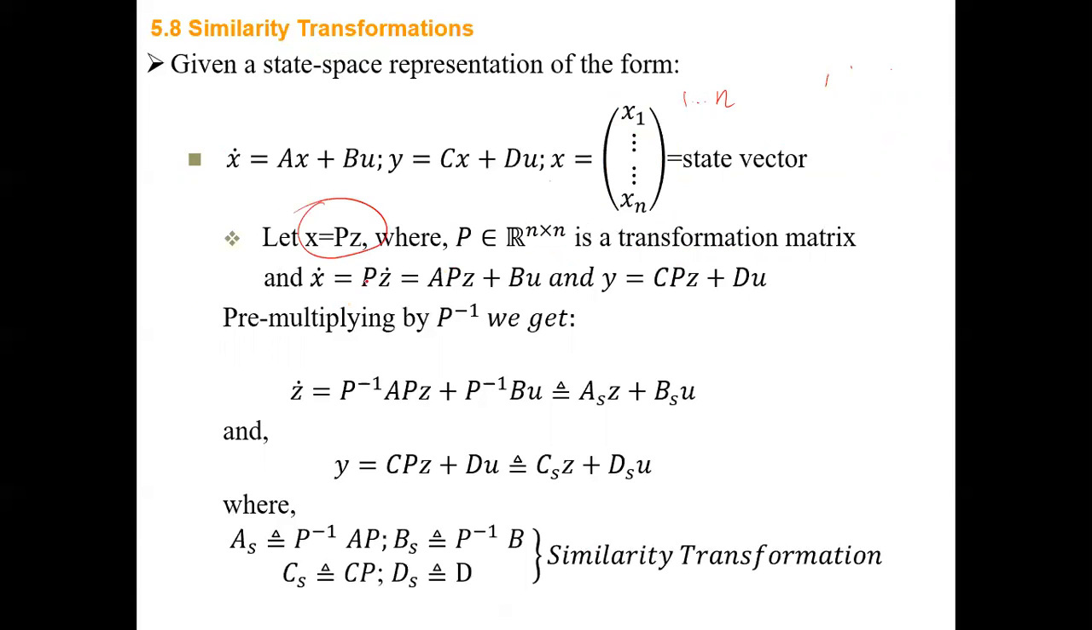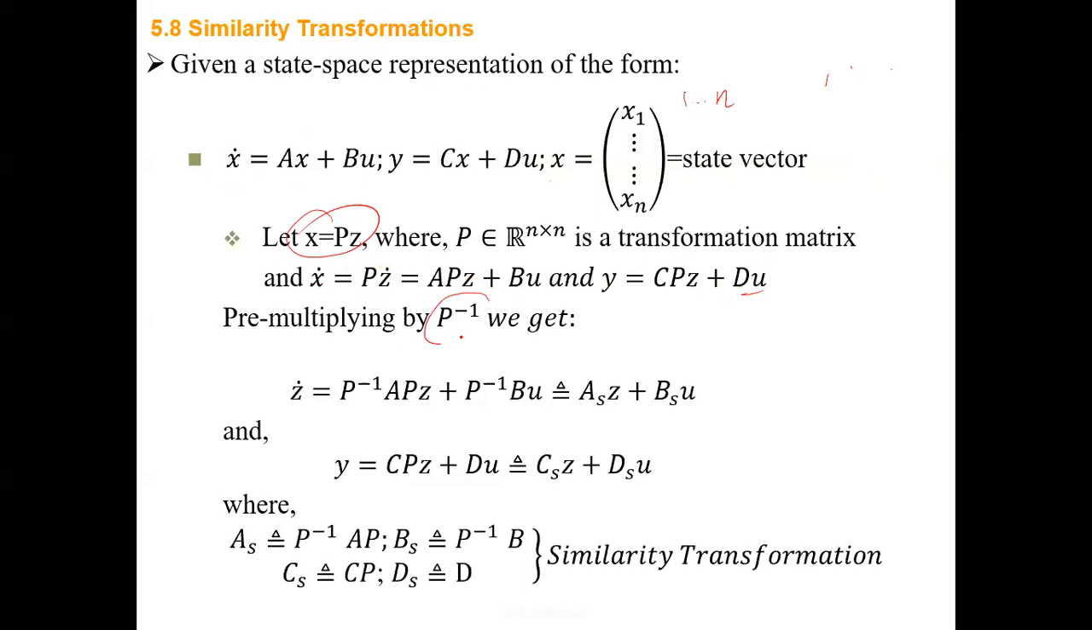Then what happens if you take the derivative of this? x dot equals, P is constant, so P z dot. Then let's plug in the value of x dot here. x dot is this, then Ax, which becomes PAz, sorry, APz. Then Bu is Bu. And how about y? y is y, C is C, x is Pz again, and Du. I just plugged in x equals Pz.